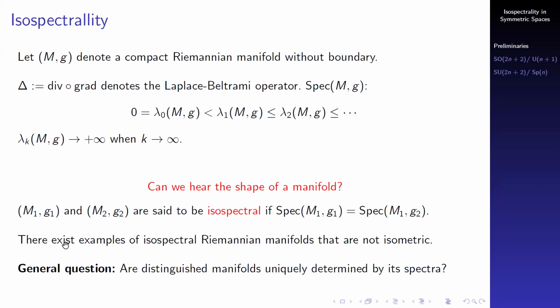If we have two Riemannian manifolds, we say that they are isospectral if the spectra are equal. And of course, with this generality, this question is false. There exist examples of isospectral Riemannian manifolds that are not isometric, and there are techniques to construct examples of such manifolds. So the general question we are going to deal with is: are distinguished manifolds uniquely determined by their spectra? When we say distinguished, we mean, for example, Riemannian symmetric spaces or homogeneous manifolds with special geometry.